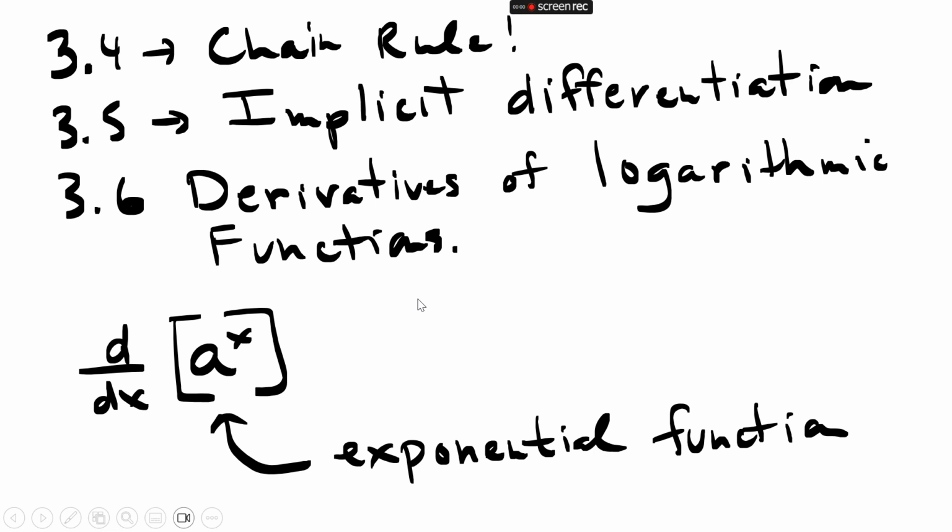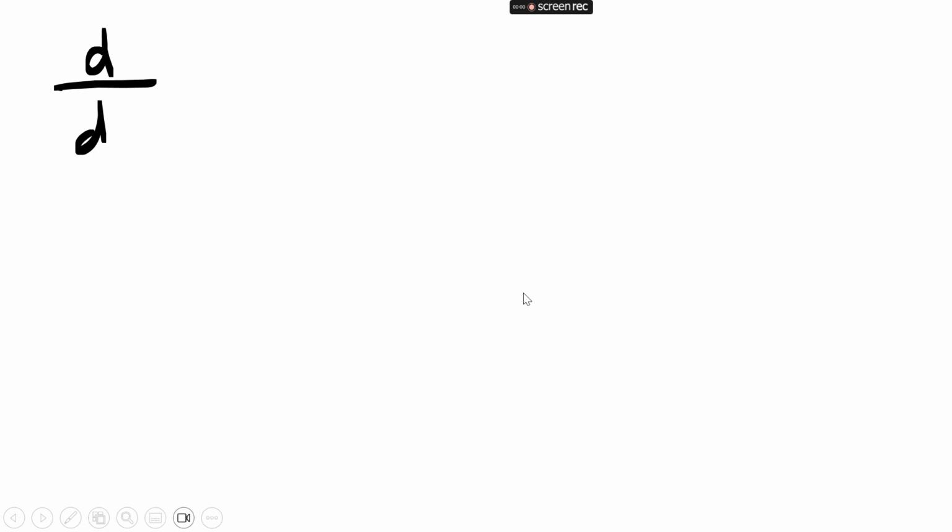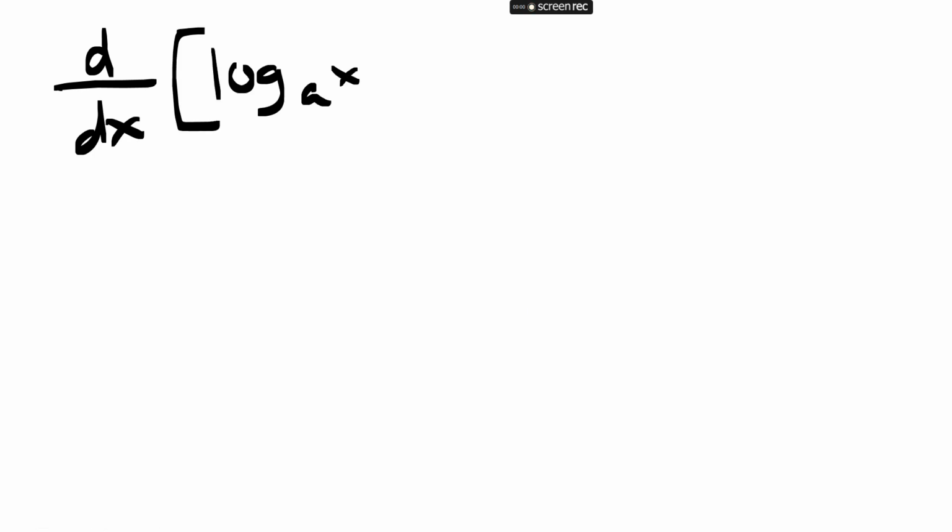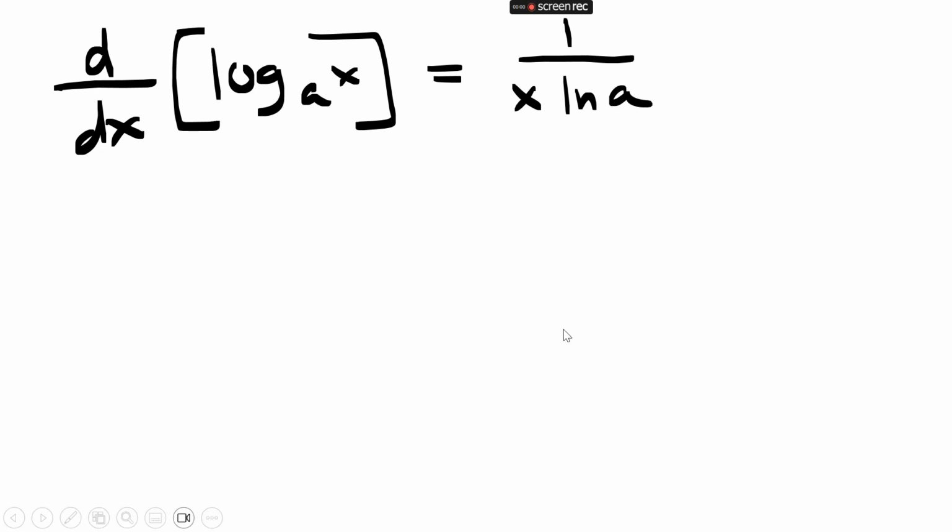It's kind of fun to prove things. So let me give you the rule for it first. The derivative of log base a of x is 1 over x ln a. That's the rule. So if you say, hey, Mr. G, what's the derivative of log base a of x? I'm going to say 1 over x ln a. But let's do the proof for it.